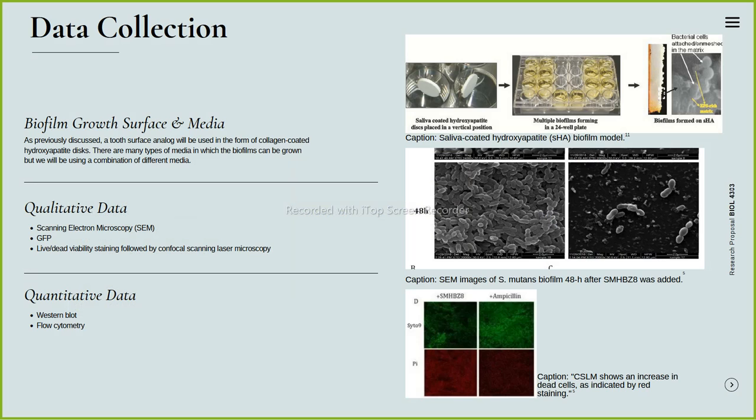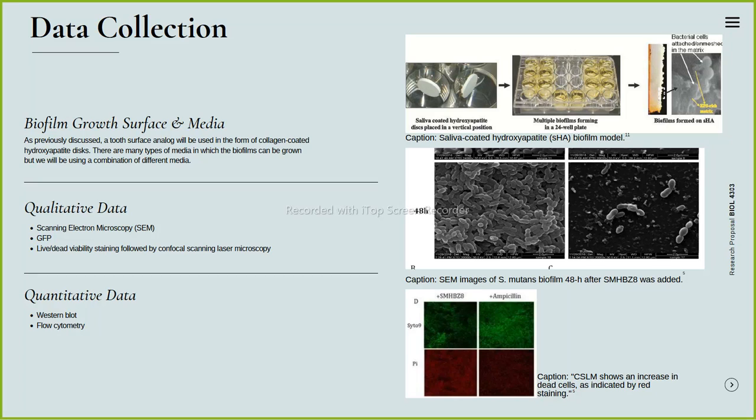The biofilm growth surface and media that we're going to be using, as we previously discussed, is going to be a tooth surface analog. And that's going to take the form of a collagen-coated hydroxyapatite disc. It's just a disc that mimics the surface of the tooth enamel. There are many types of media in which the biofilms can be grown, but we'll be using a combination of different media.